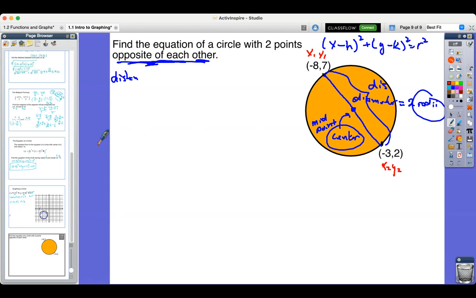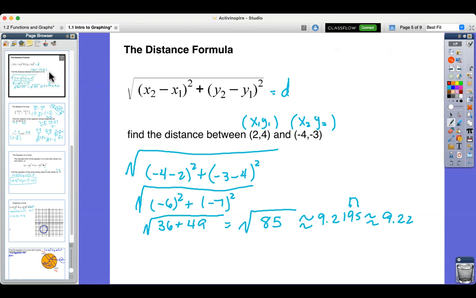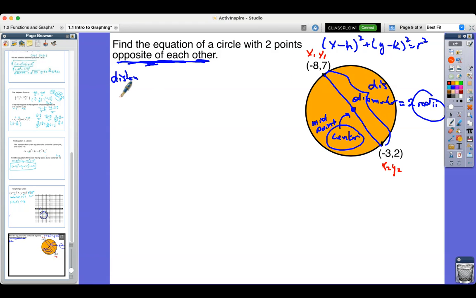So that's how the distance formula goes. Hopefully you wrote this down or already have it memorized. As the distance goes, we're going to do the square root of x2, which we say is -3, minus x1, which is -8, quantity squared, plus y2, which is 2, minus y1, which is 7, quantity squared.